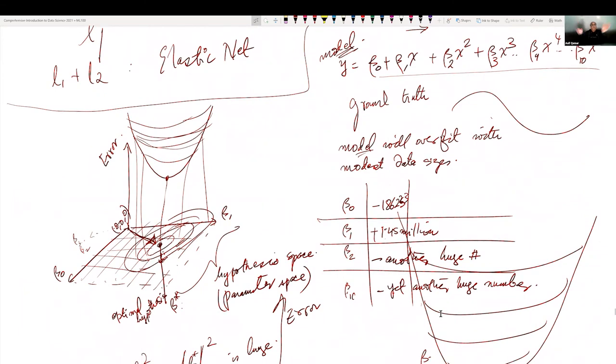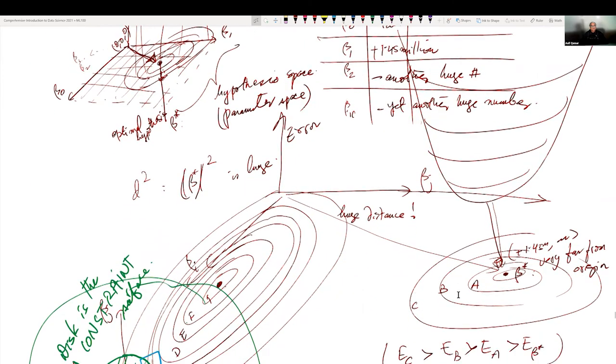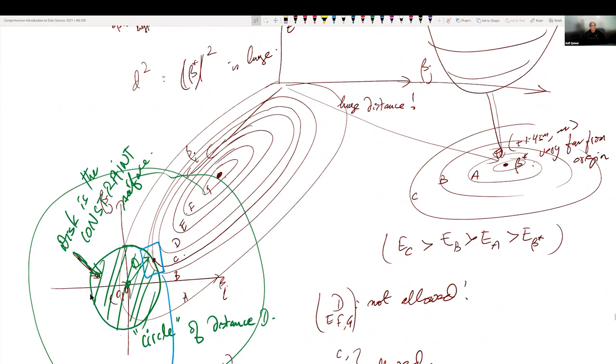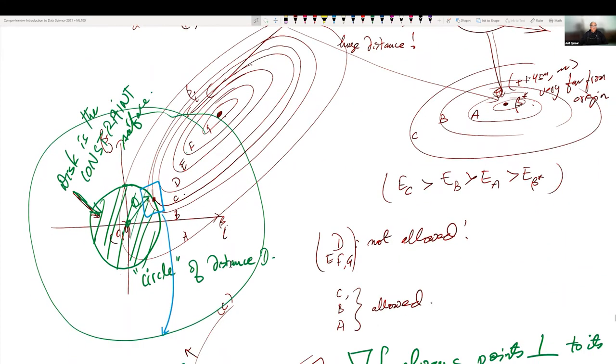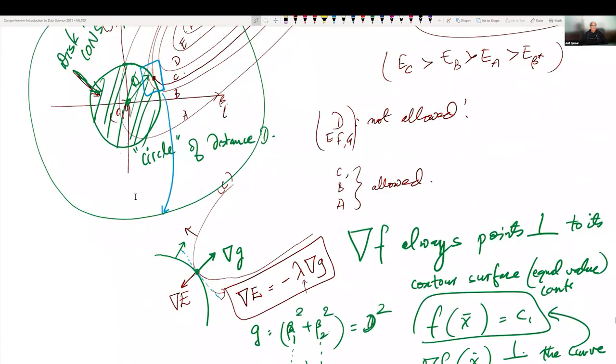And the bowl practically runs away from the origin. Error bowl, error surface. So one thing you could do is say, no, I'm not willing to go further from the origin. This is as far as I go. You decide what's your constraint disk, how far you're willing to go from the origin.